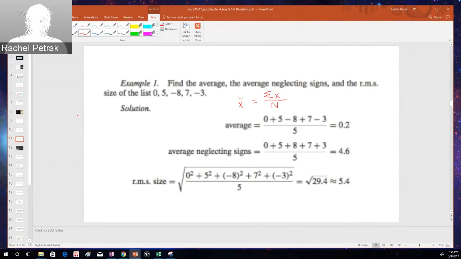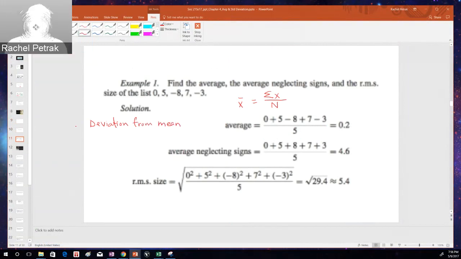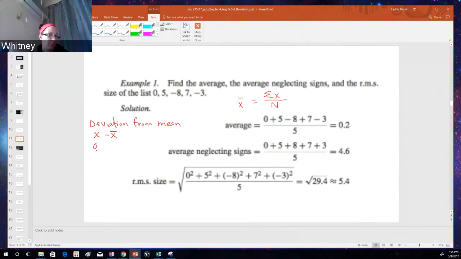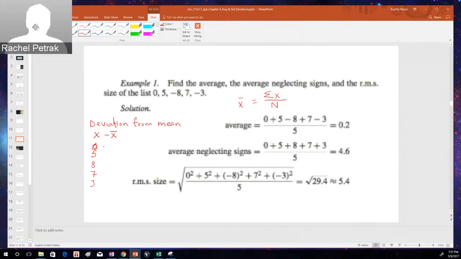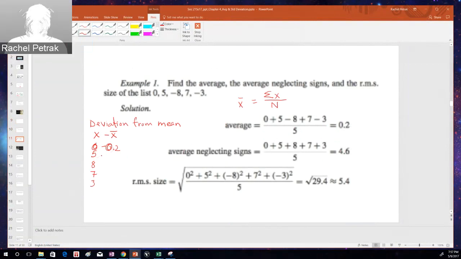So we have deviation from the mean, that's just the score x minus the mean x bar. In this case, we would take each of these scores, and then minus the mean. We already know the mean is 0.2.